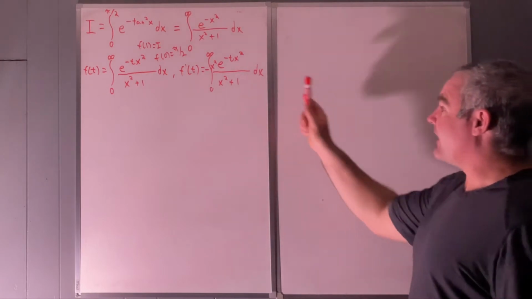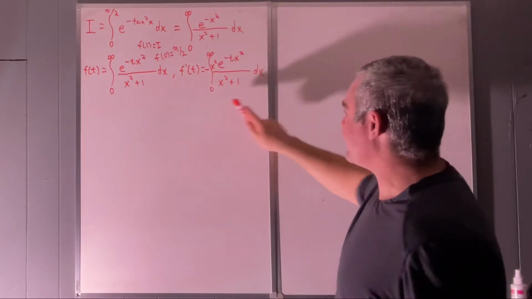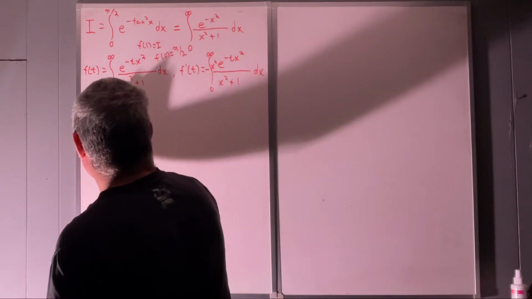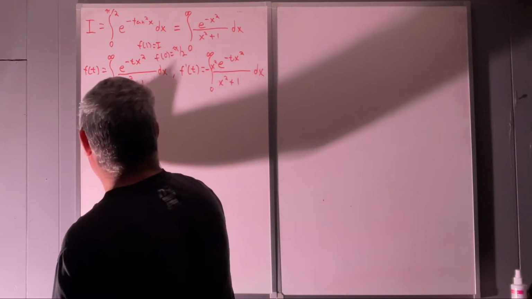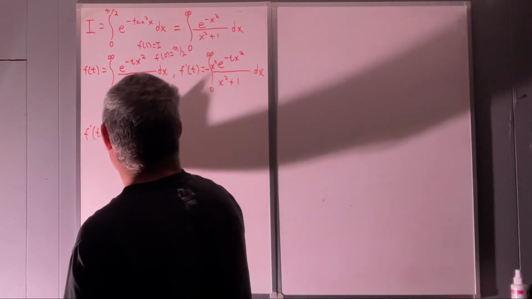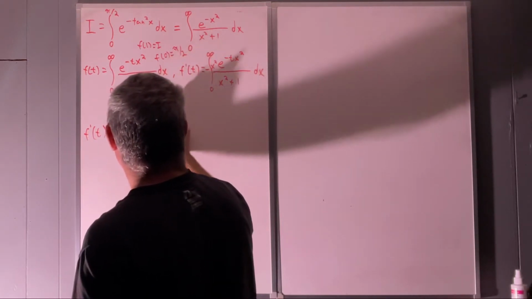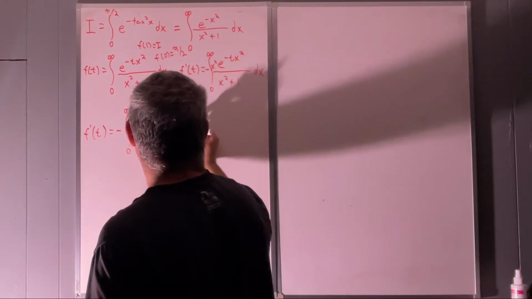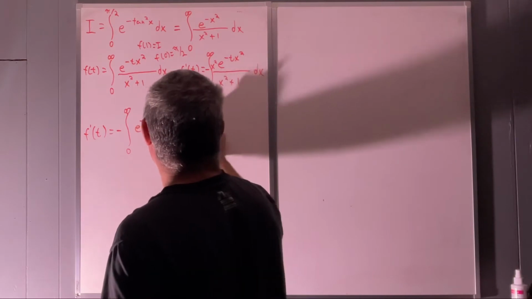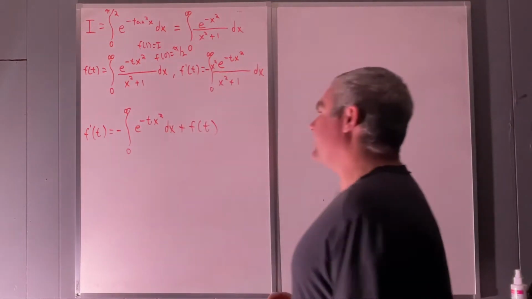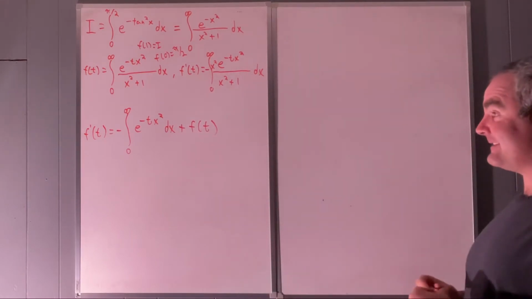All right, let's rewrite this a little bit. We can rewrite that as f prime of t is equal to negative integral 0 to infinity of e to the negative t x squared dx plus f of t. And I'll let you pause the video real quick and see how I got that.